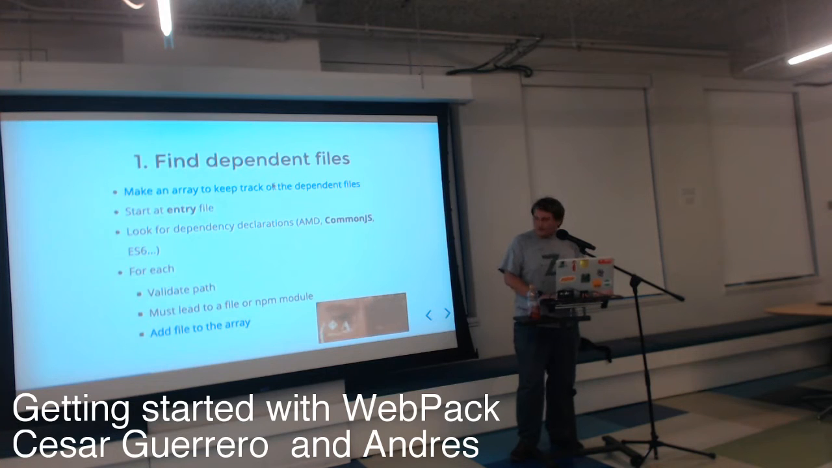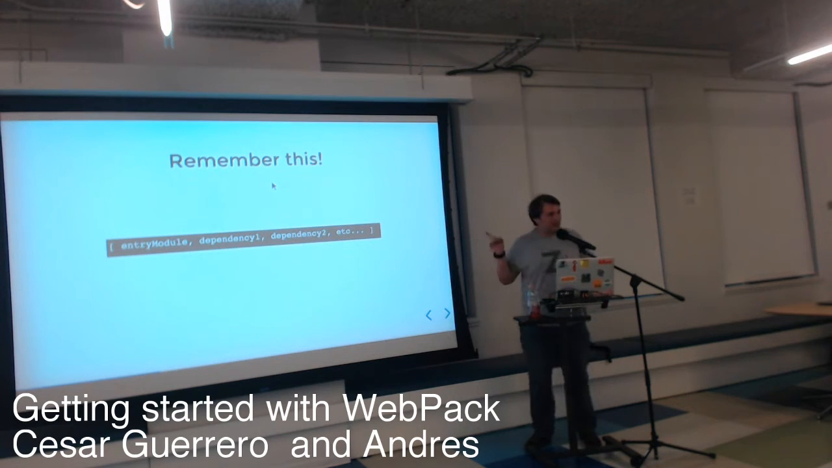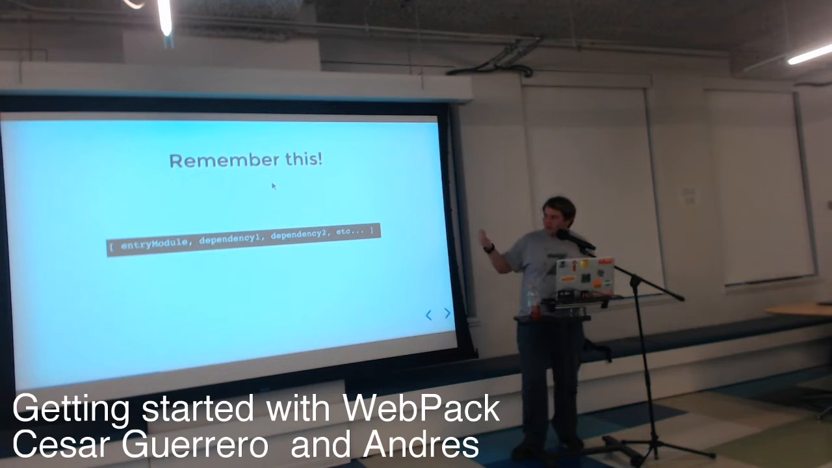So if the file is readable for Webpack, or is an NPM module that you can use, or you have installed, it will add that file to the array. So you will have this array. The first position, I don't know if anyone can see the code. People from the back. Good. The first position of this array will be your entry module. And then it will list one dependency and the other dependency and so on and so forth. Remember this array, we are going to use it in the next steps.